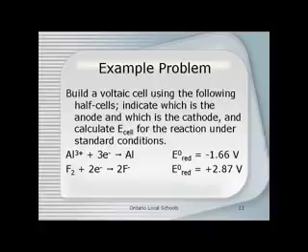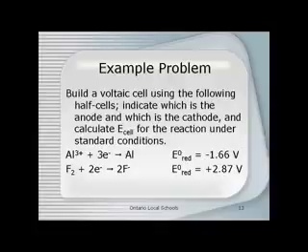So the two are aluminum 3 plus plus 3 electrons forms aluminum metal, and you can see the standard reduction potential there is minus 1.66 volts. The other half cell is fluorine, F2, plus 2 electrons forms 2 fluoride ions. The standard reduction potential there is plus 2.87 volts.